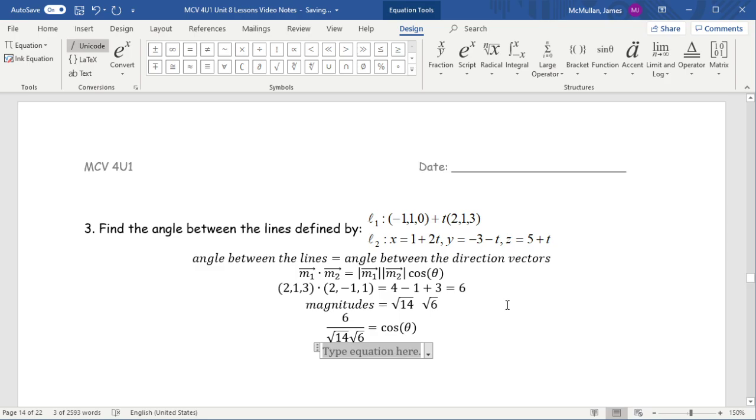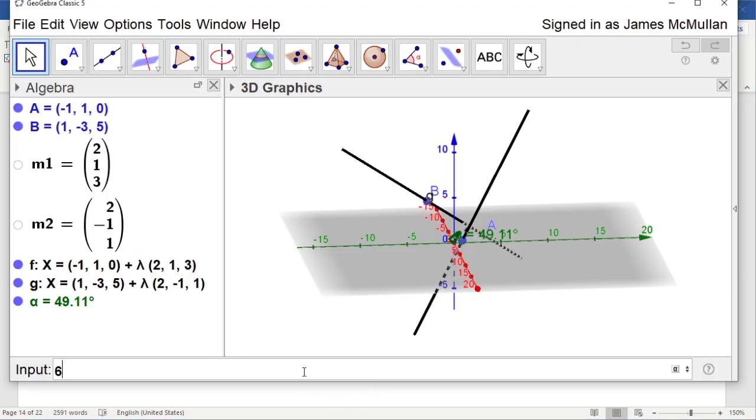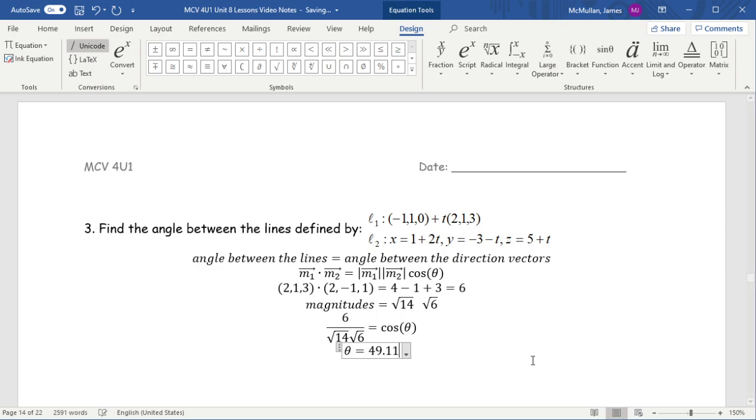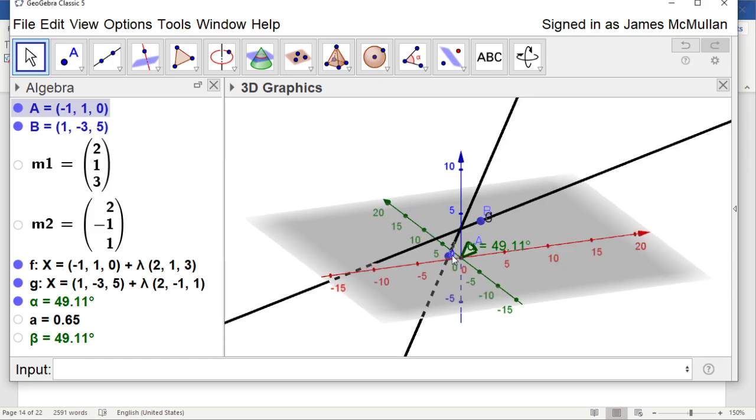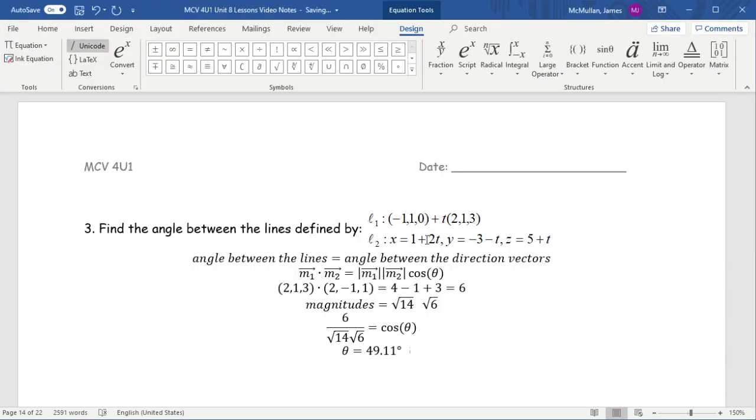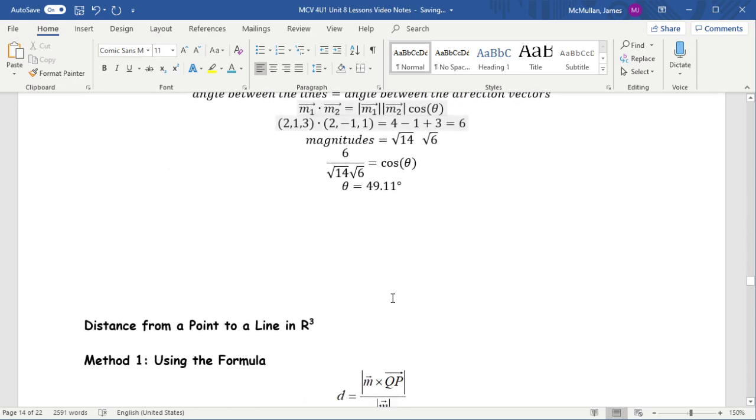Okay, so theta, we just need to do the inverse cos. So 6 divided by square root 14 divided by square root 6, and then we do inverse cos of that. We get 49.11 degrees, which is, of course, the same thing GeoGebra measured between the two direction vectors. So that's that. To find the angle between the lines, you just do the angle between the direction vectors.